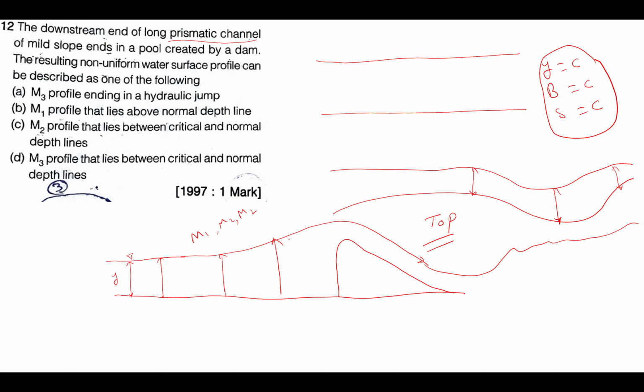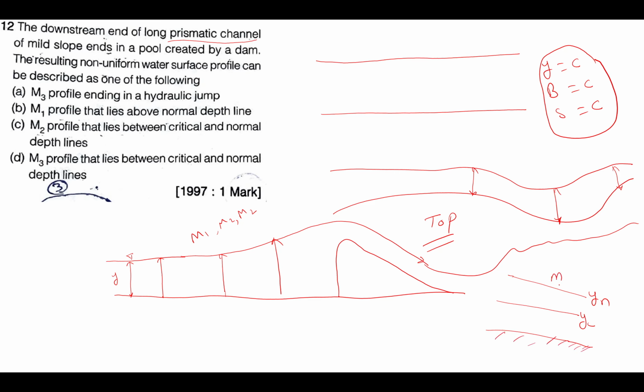So it will be the rising profile, and how will you describe M1, M2, M3? This is your critical depth, this is your normal depth, and this is your bed.